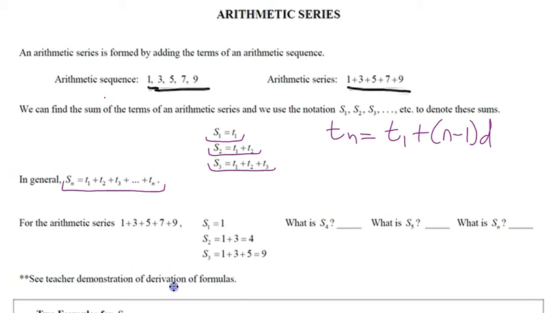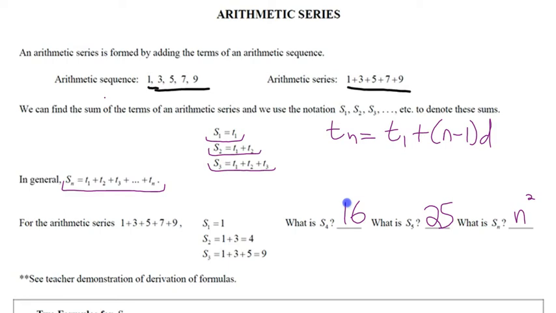All right, so for the arithmetic series 1 plus 3 plus 5 plus 7 plus 9, S1, the sum of one term, is just equal to T1, or 1. S2 is 1 plus 3, which is 4. S3 is 1 plus 3 plus 5, which is 9. What's S4? 16. What is S5? 25. What is S sub n? N squared. Good catch.